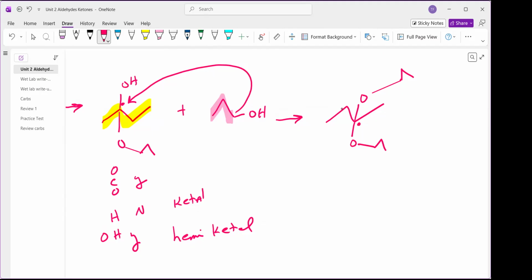Anomeric carbon stays the same. And there's our secondary backbone. Okay, let's analyze the OCO now. OCO is a yes. Do we have H present? No, on the anomeric carbon. And is there an OH present on the anomeric carbon? No. So that means this is a ketal, full ketal.